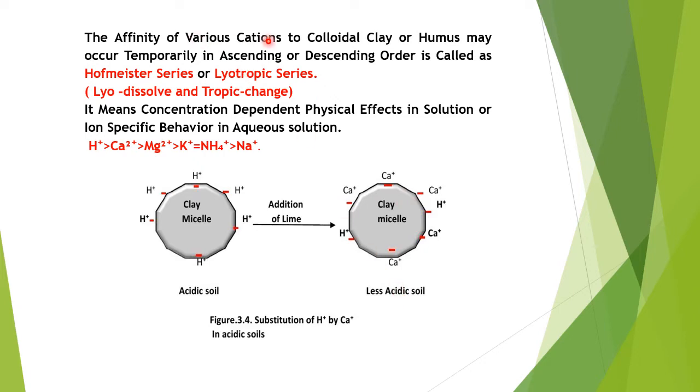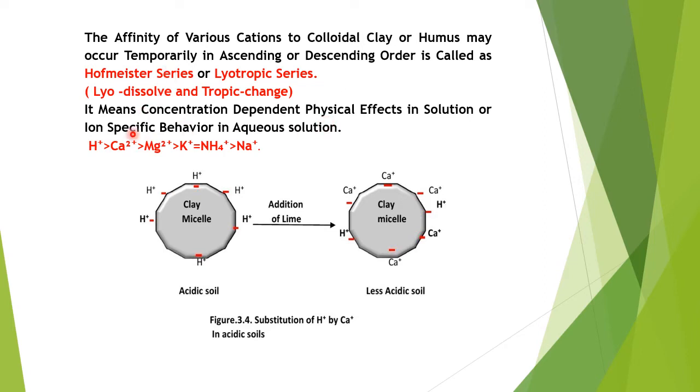So affinity of various cations to colloidal clay or humus may occur temporarily in ascending or descending order. It is called the Hofmeister series, or the lyotropic series. Lyo means dissolve and tropic means change. So soil can be acidic, or at the same time it can be less acidic, depending upon the availability of the other cations. So it means concentration dependent physical effects in solution, or ion specific behavior in aqueous solution.